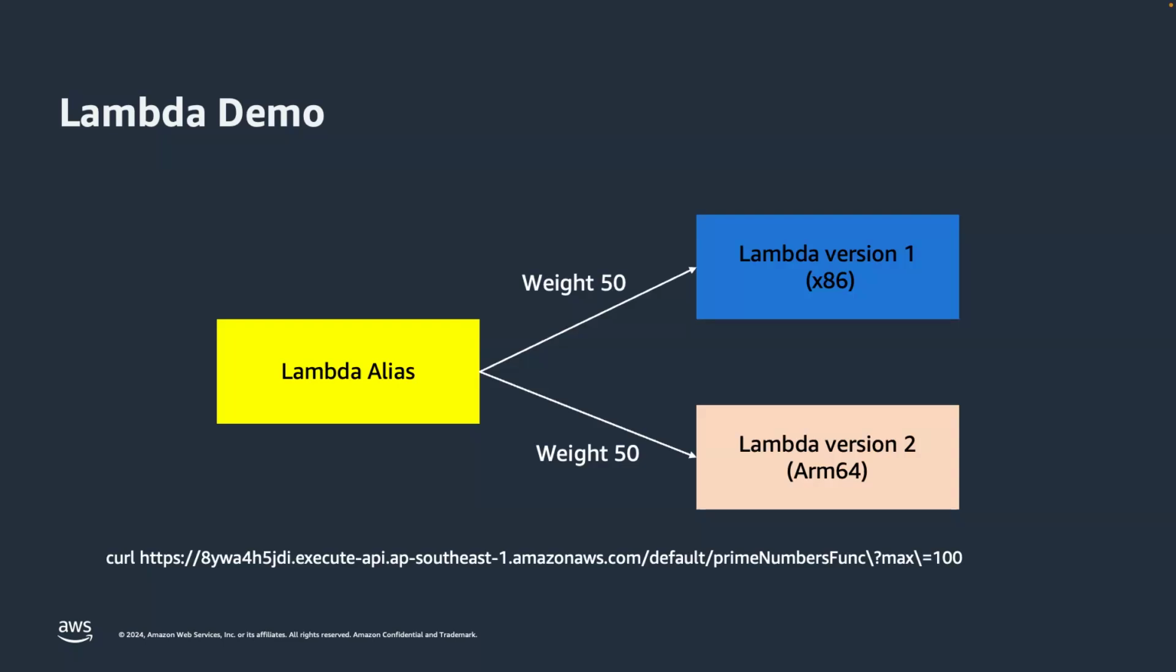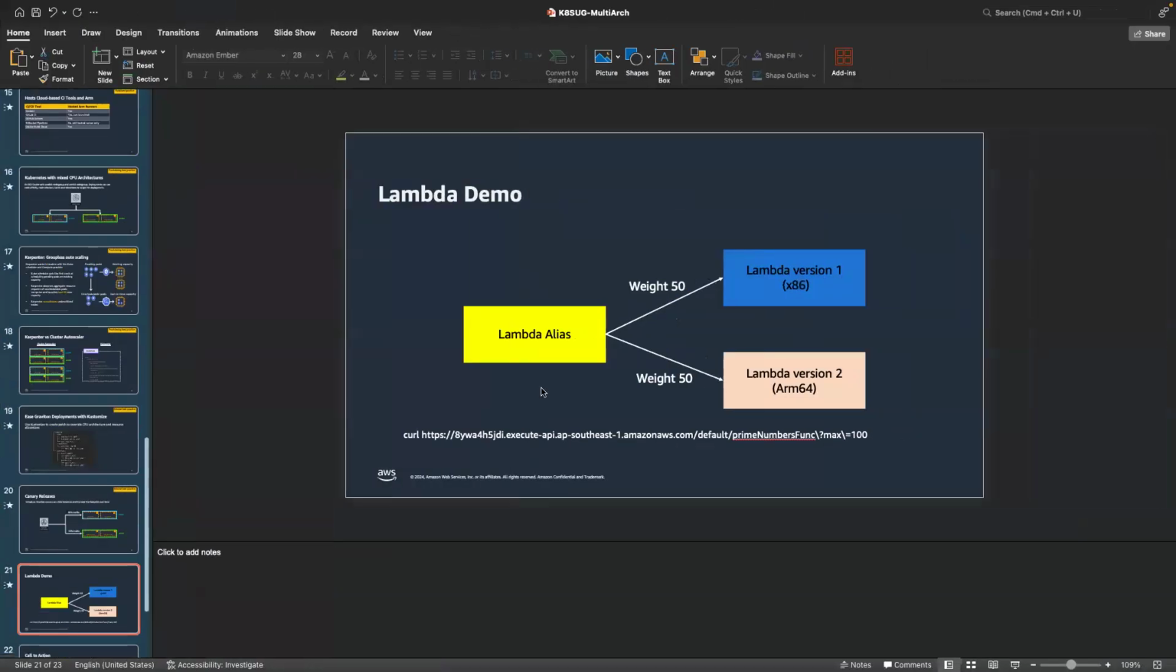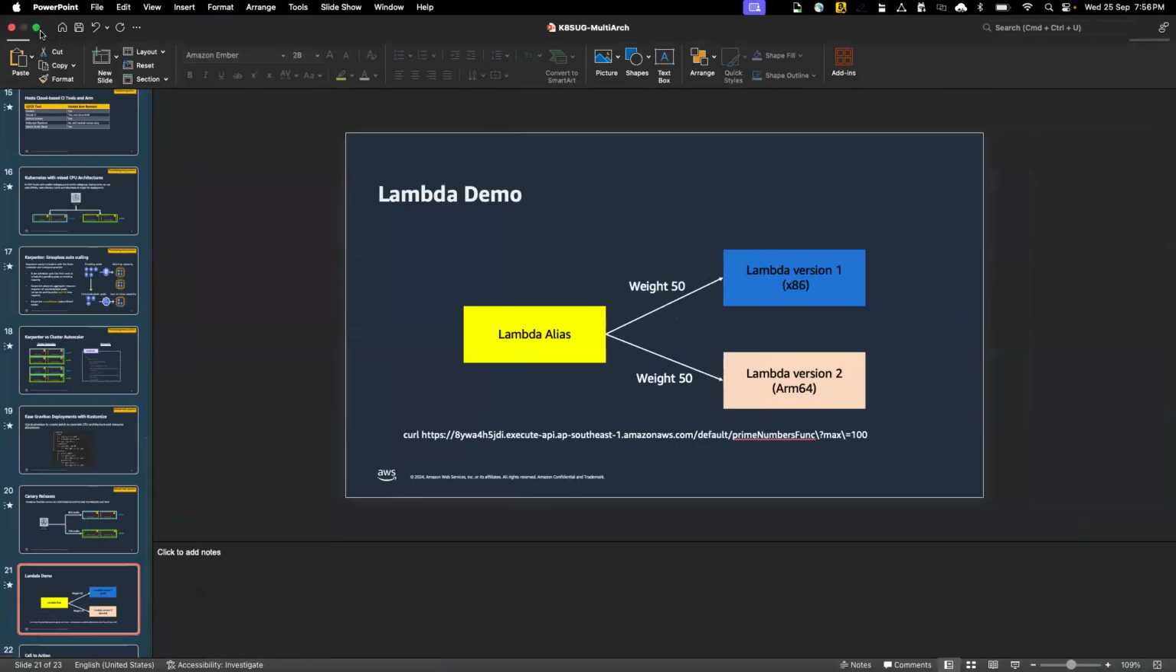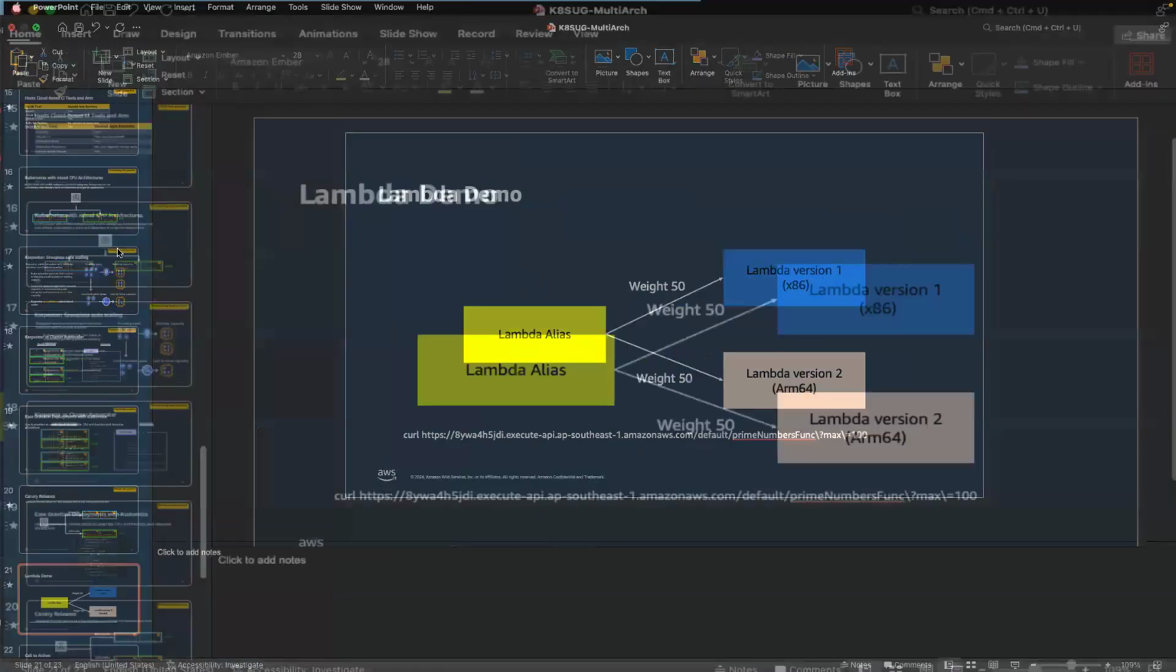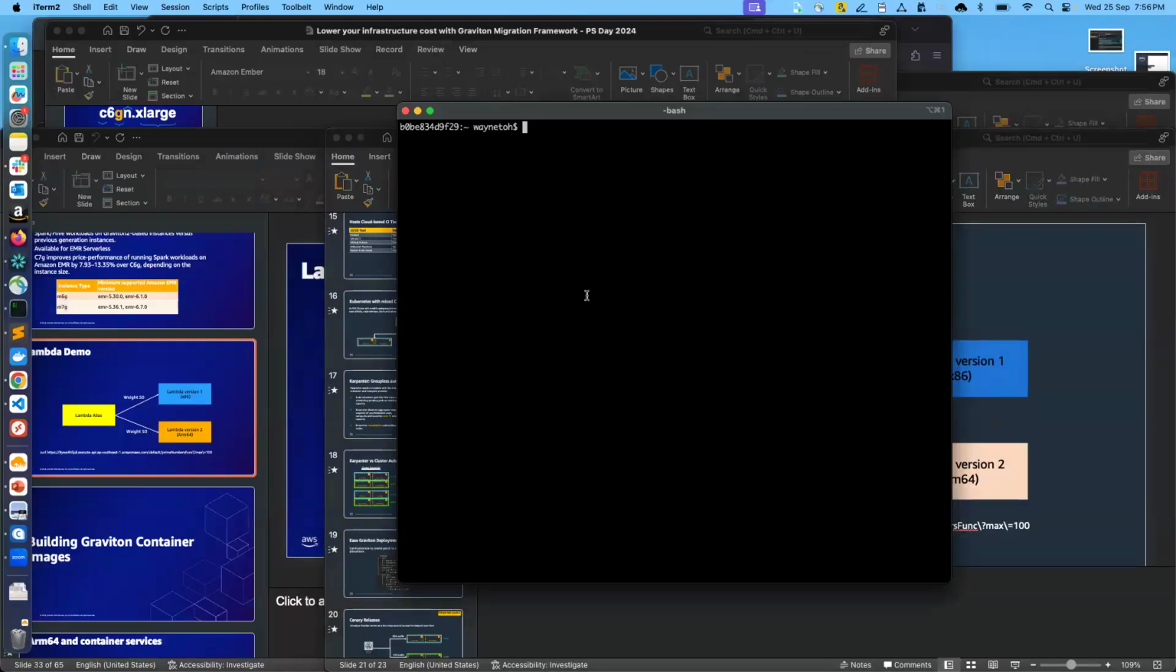And in Lambda, what I can do, like I mentioned, is a canary release. I can say this Lambda will distribute 50% of the requests to x86, and the other 50% to a Lambda version that's running on ARM64. Okay, so I'm going to execute that now. Let me do that.